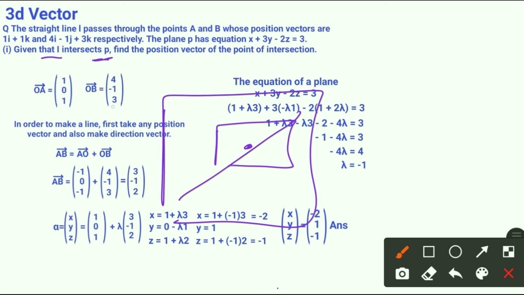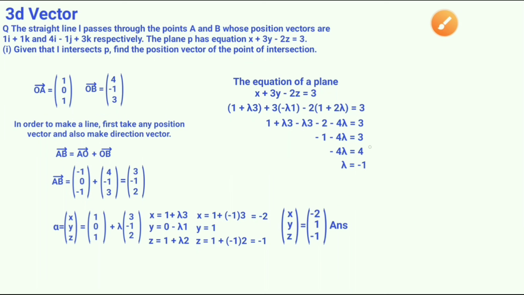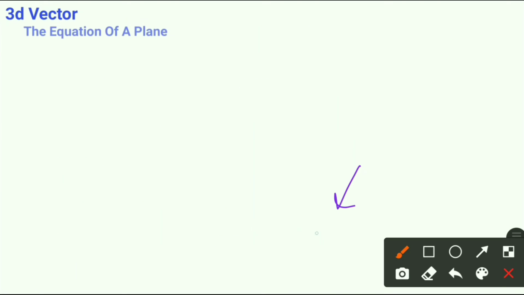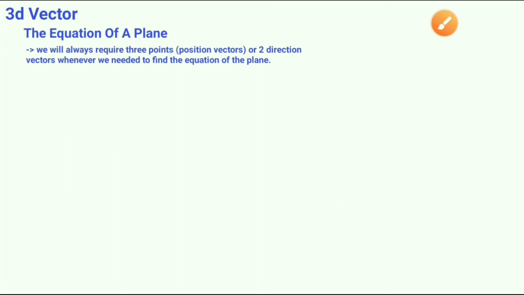The plane P is this, given that L intersects P. It intersects P like in 3D. Find the position vector of the point of intersection. So this is what I'm actually doing. Position vector. This is the intersection point.